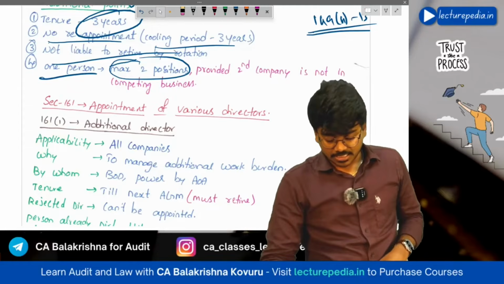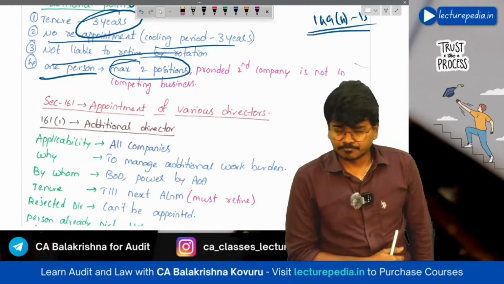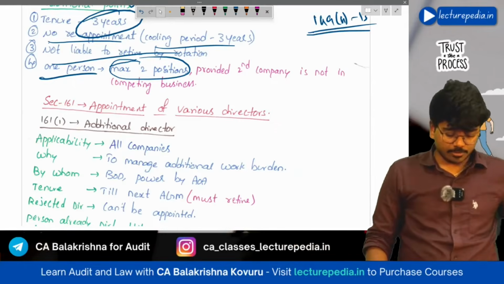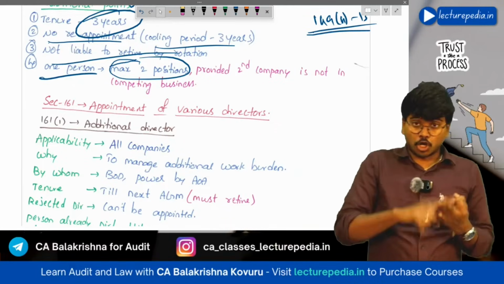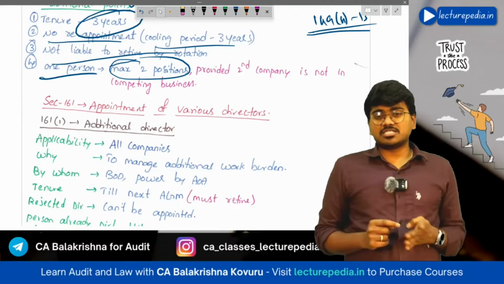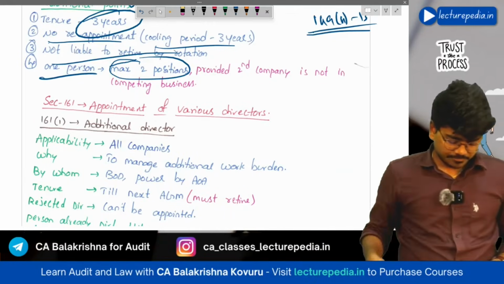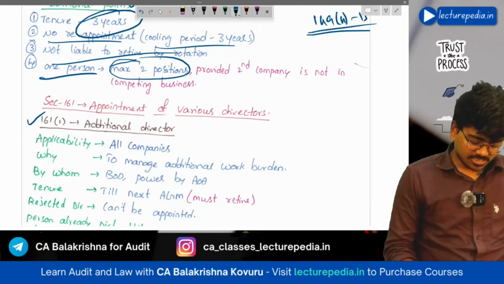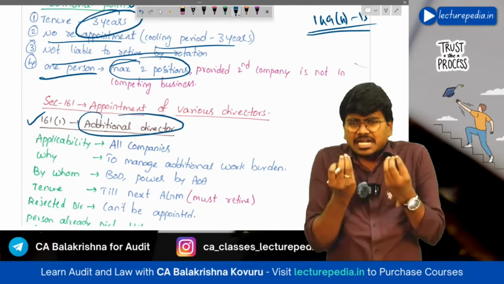Moving to section number 161, which is appointment of various types of directors. Here we will be discussing appointment of additional director, alternate director, nominee director, casual vacancy director. 4 types of directors we will be discussing here. First of all, section number 161 subsection 1, additional director. What is meant by additional director?